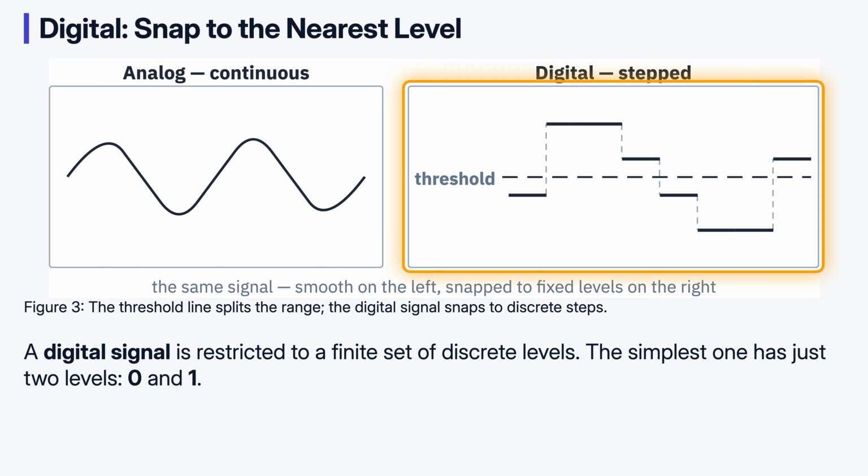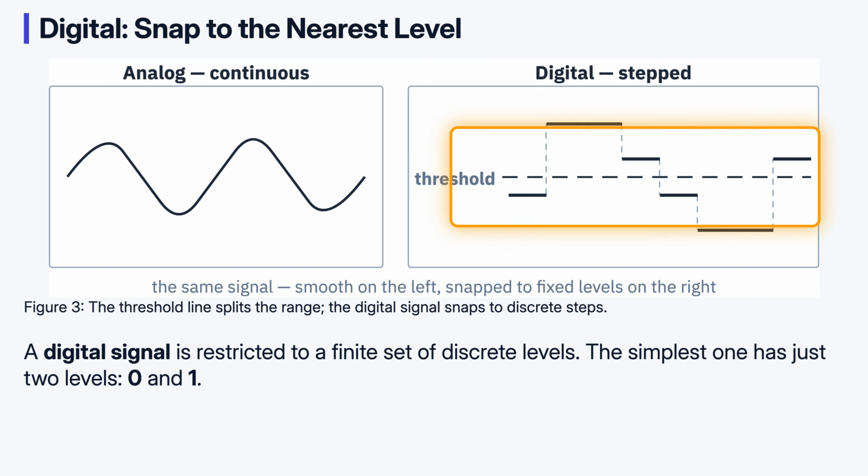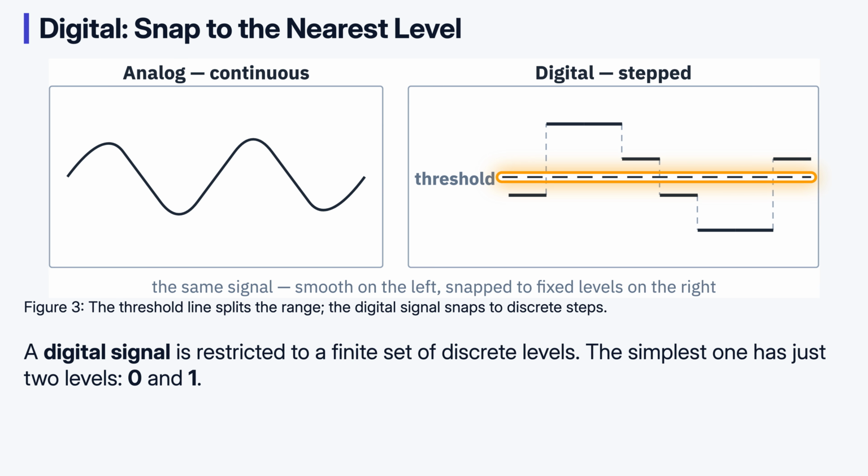Now let's focus on the digital panel. A digital signal is not allowed to take any value. It is restricted to a finite set of discrete levels. The simplest one has just 2 levels, which we call 0 and 1. See the dashed threshold line running across the panel. Anything above the line counts as 1. Anything below it counts as 0. The smooth wave has been forced onto a staircase.